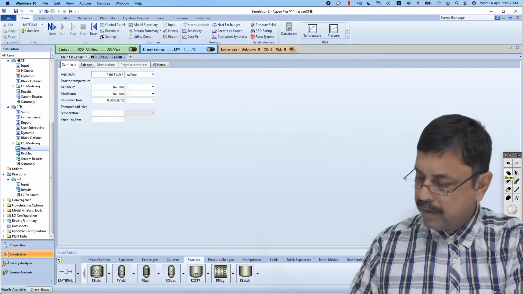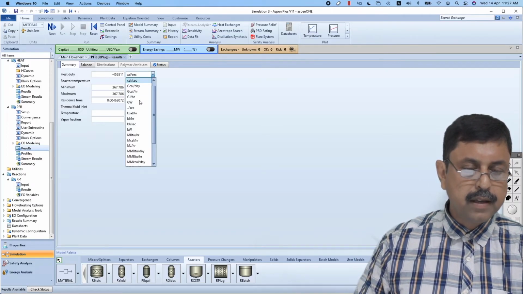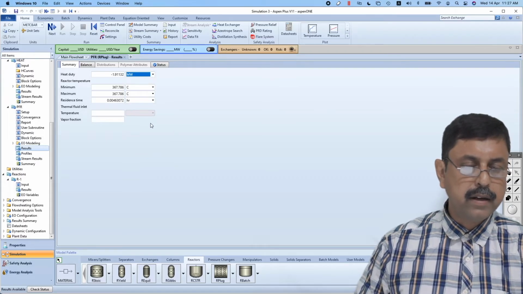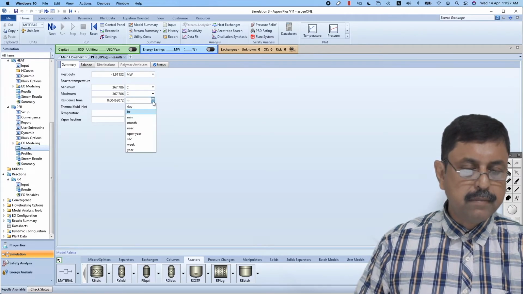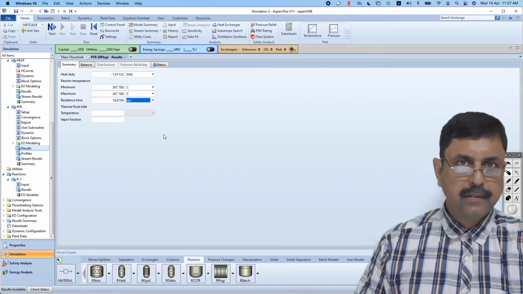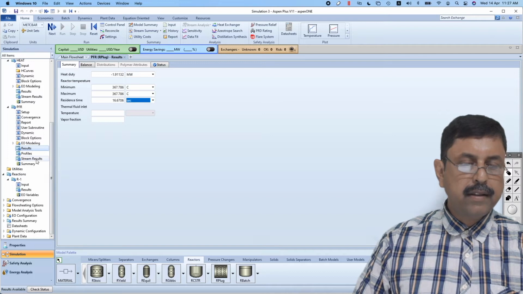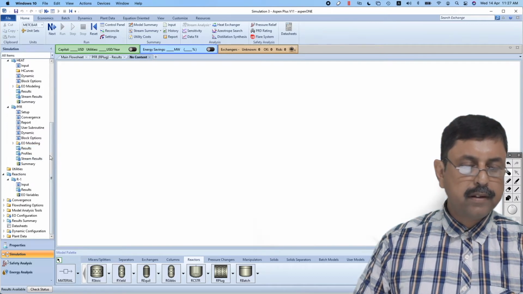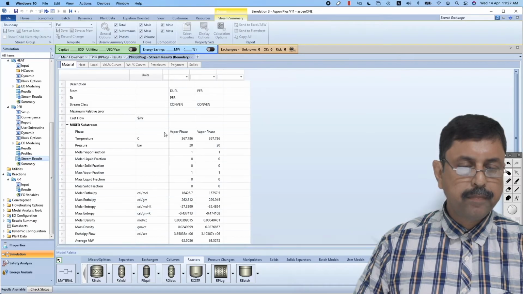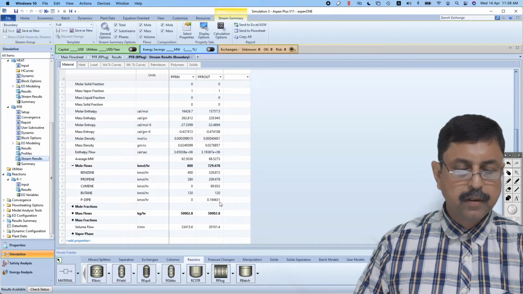So we have this temperature. This is the heat duty. You can write it in kilowatt or megawatt. It is 1.9 megawatt heat duty. And the residence time is only 16.6706 seconds. And the stream results, already we know, these are the stream results we have got.